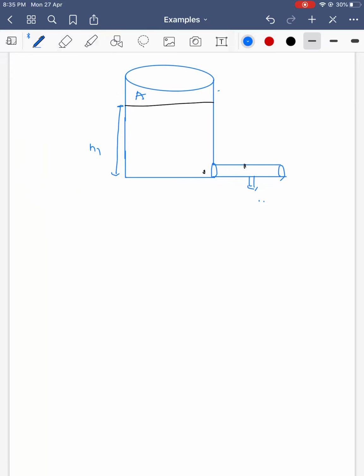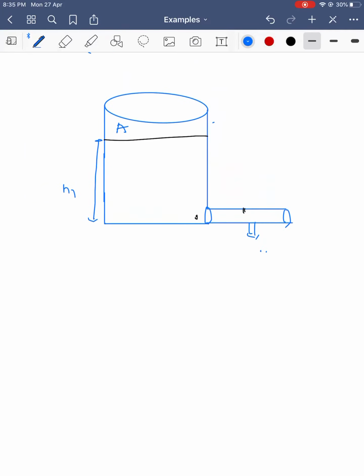Let's see another question. This is also a small tube connected to a tank. This is a capillary tube connected to a tank. The tank area is A, and the tube is present like this. Initially the height is h1; find how much time it takes to reach the height h2.